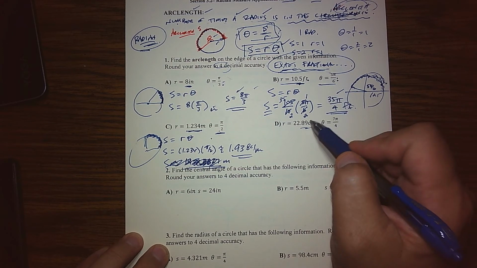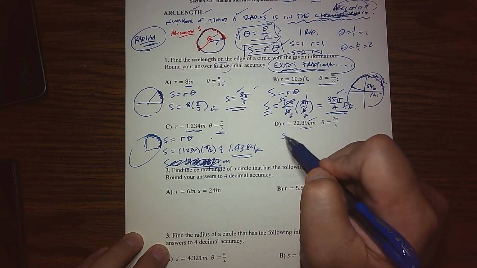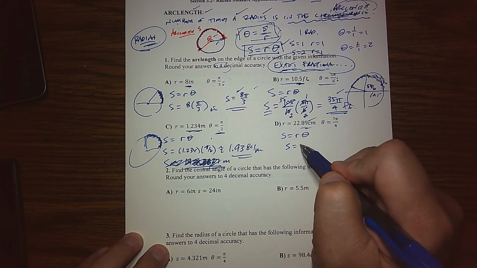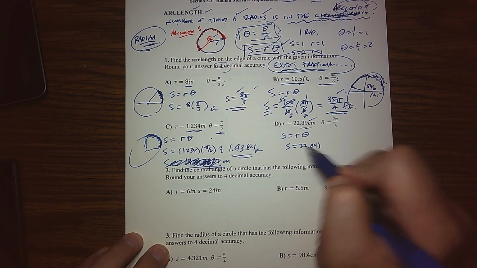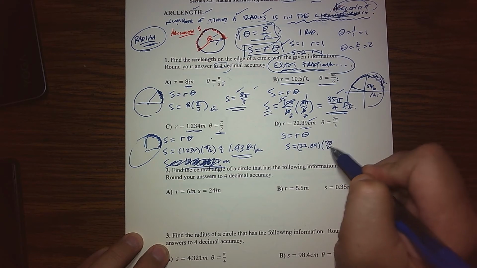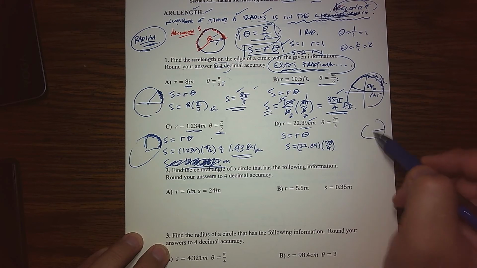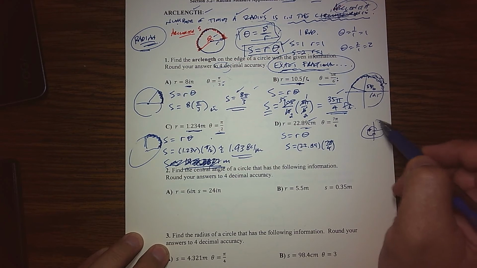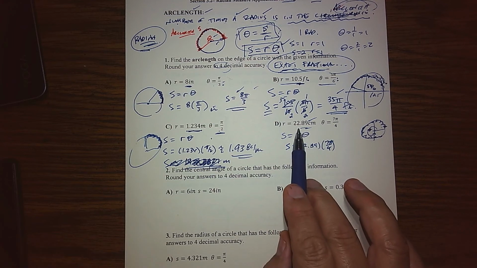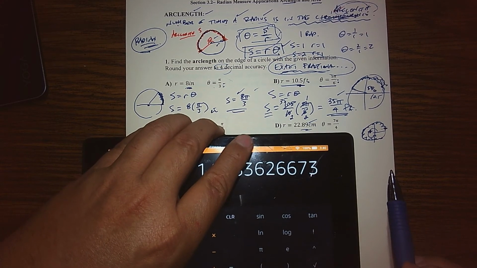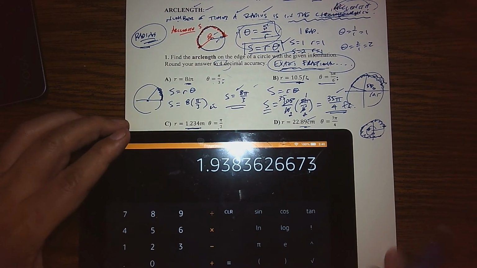Again, this is 2 decimals, so we got our formula, S equals r theta. So r equals 22.89, and we're multiplying that by 7 pi over 4. So again, picture-wise, this is a 45-degree reference all the way over here. So there's our theta, and we're basically trying to figure out how much of that arc length we have for a 22.89 centimeters.